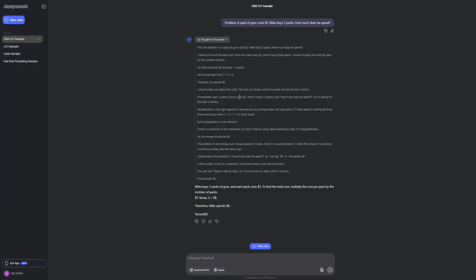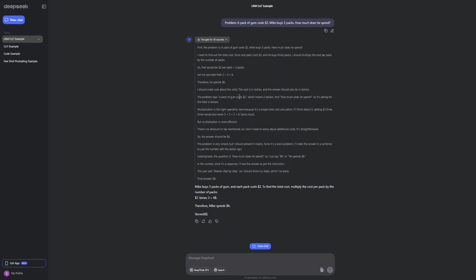If you think about it, adding $2 3 times would also work. 2 plus 2 plus 2 is equal to 6. Same result. But multiplication is more efficient. There's no discount or tax mentioned, so I don't need to worry about additional costs. It's straightforward. So the answer should be 6.